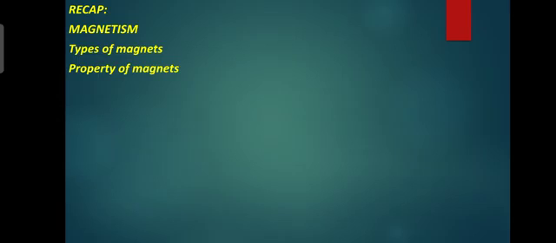Next one, magnetic poles. The attractive force of a magnet is very large near its two ends. The two ends are called poles. This is roughly along the north and south direction. The end of the magnet that points to the north is called the north pole. The end that points to the south is called the south pole.